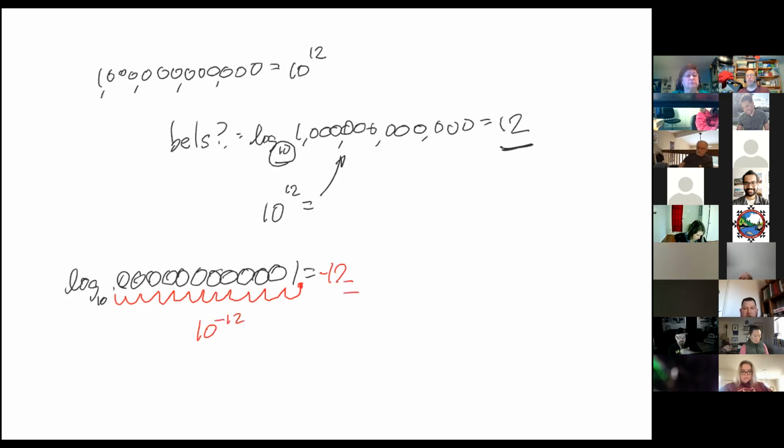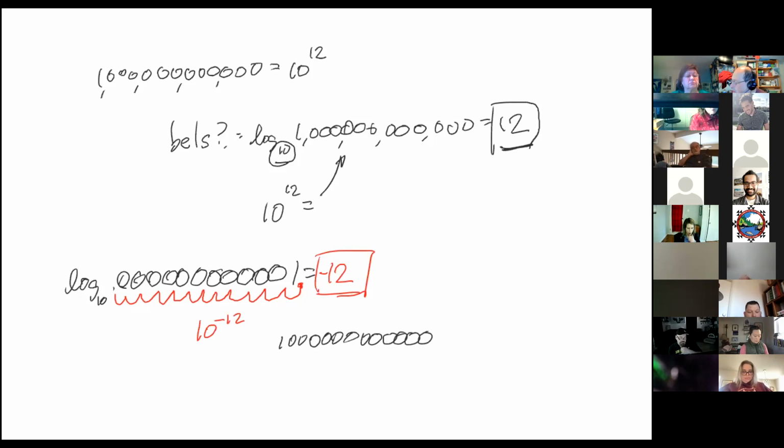So that would be minus 12 right there. So now we can take those two numbers, for instance, and say, okay, what we're going to do is multiply this 1 trillion times 0.000000001. Anyone guess what that would be equal to? That would be equal to 1.